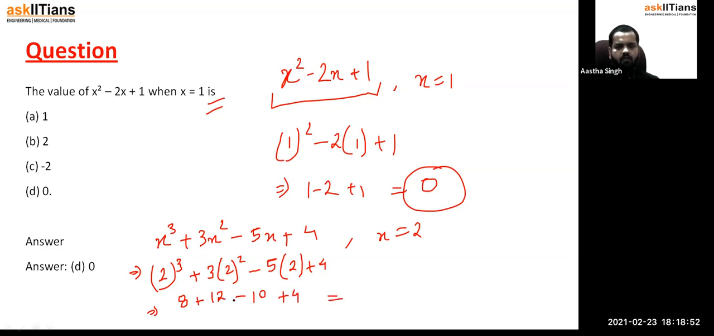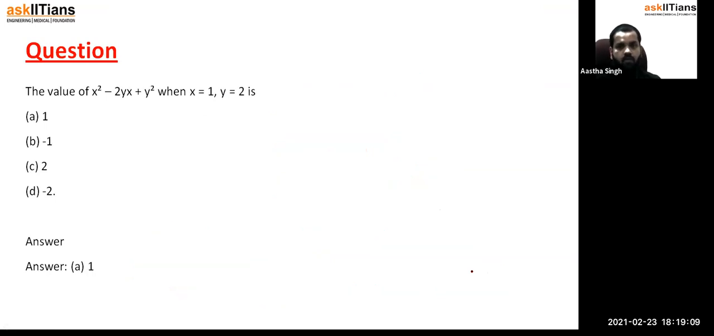Just add: 12 minus 10 will be 2, and your 8, then we'll write 8 plus 2 plus 4, which is basically your 14. Right, guys? I think you have all got the point.